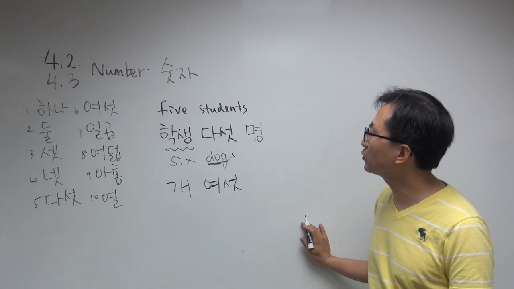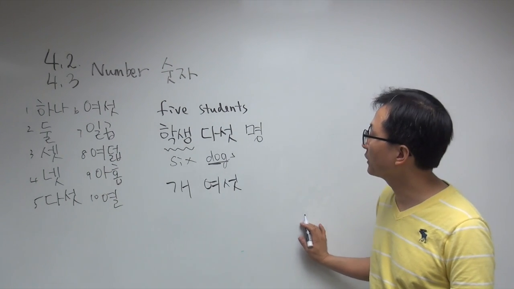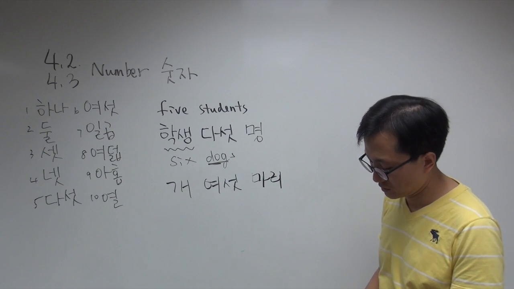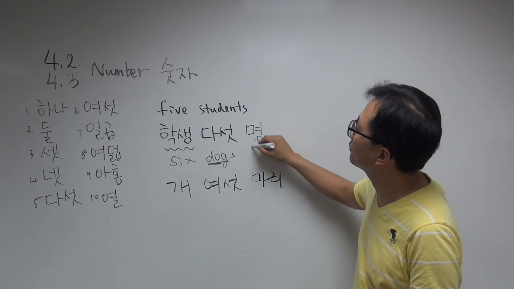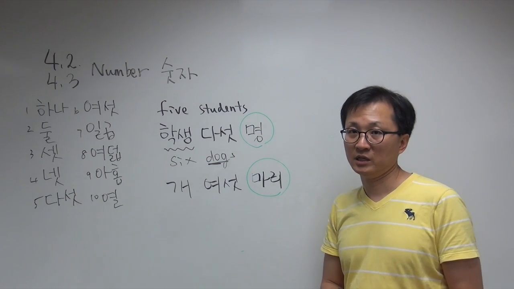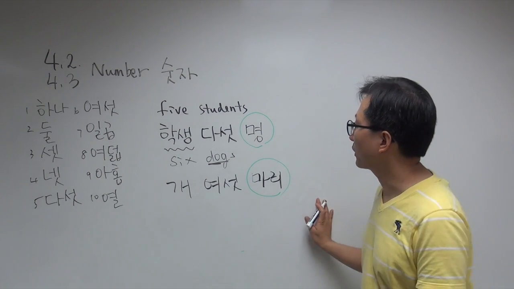And the counter for animal is 마리. You have to memorize those counters. Counter for people, 명. Counter for animal, 마리. 개 6마리. Okay.